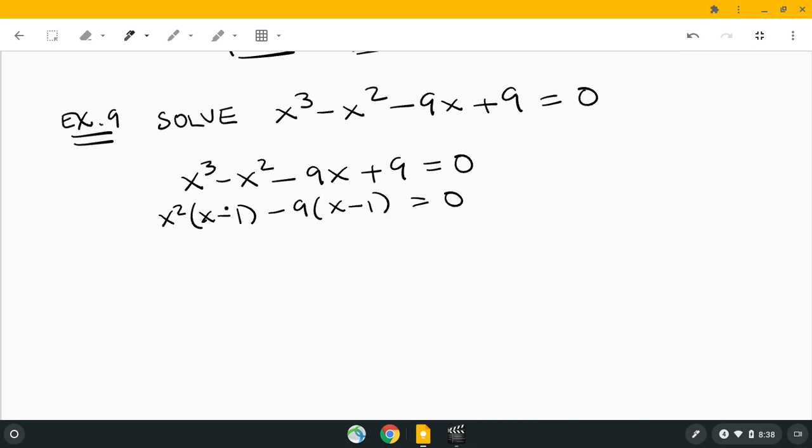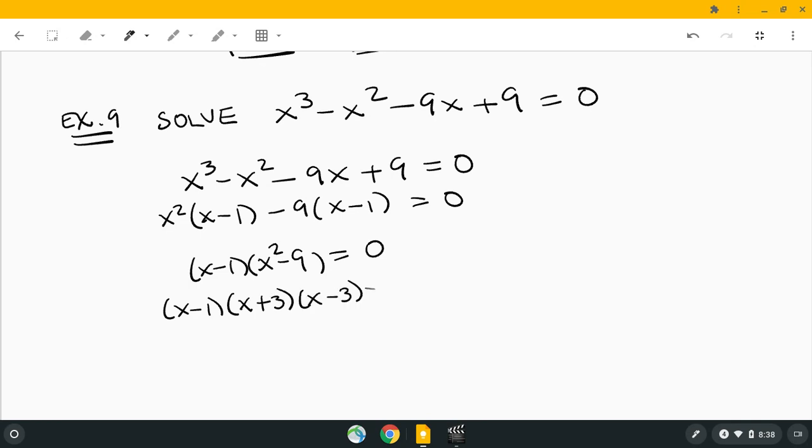If you do this correctly, these two should match. x minus 1, x minus 1, they match. So I'm going to factor that out, and the second factor will be what you have out here, x squared minus 9. But we have difference of squares, so we can keep on factoring. So let's factor some more. Perfect squares, so that's going to be x plus 3, x minus 3.